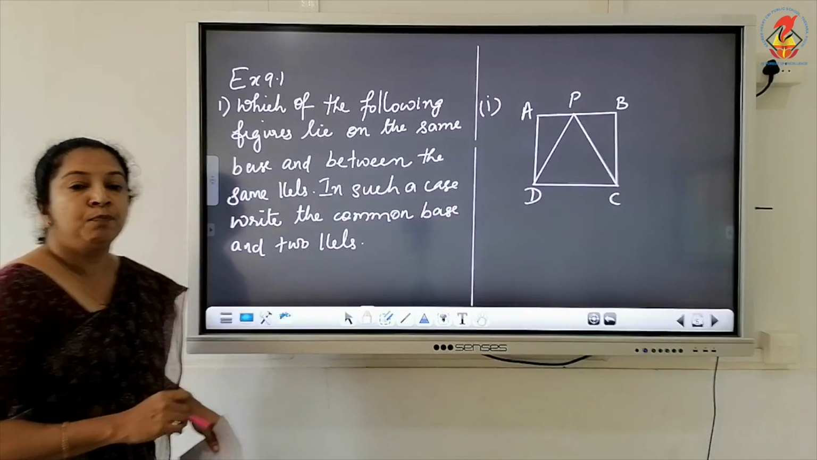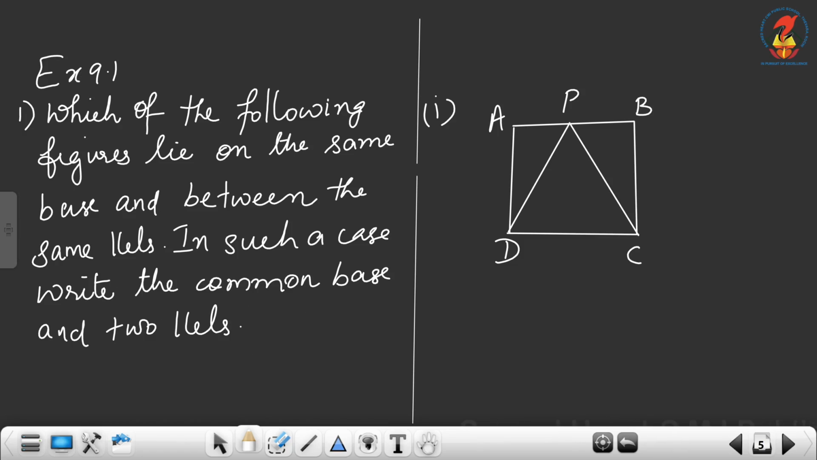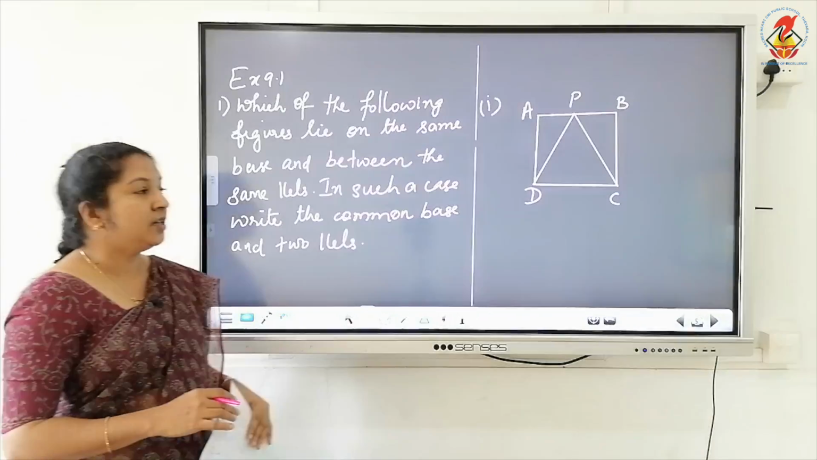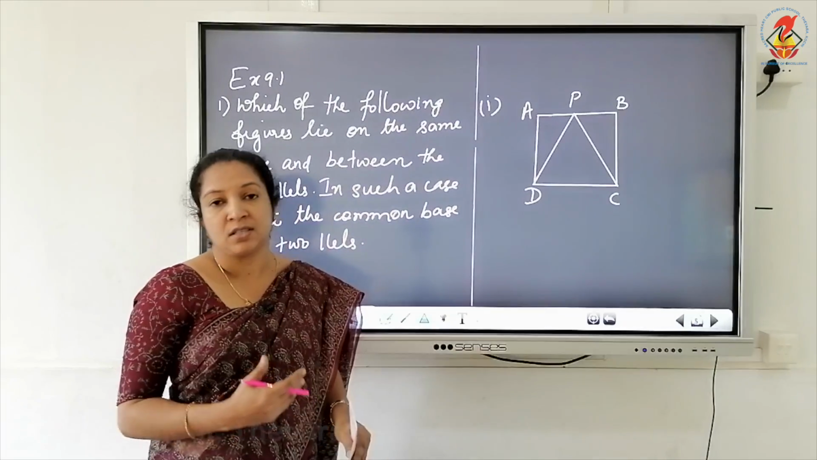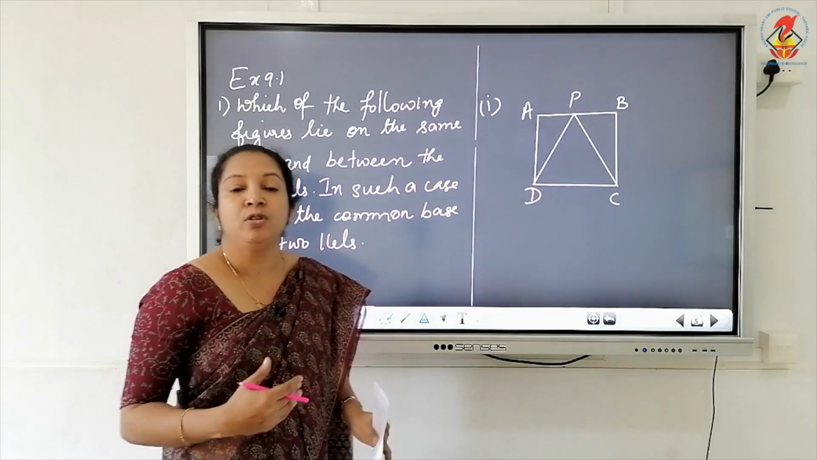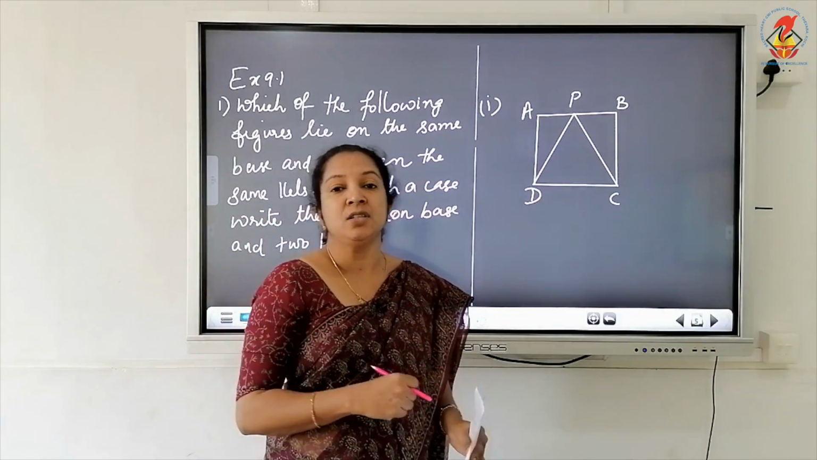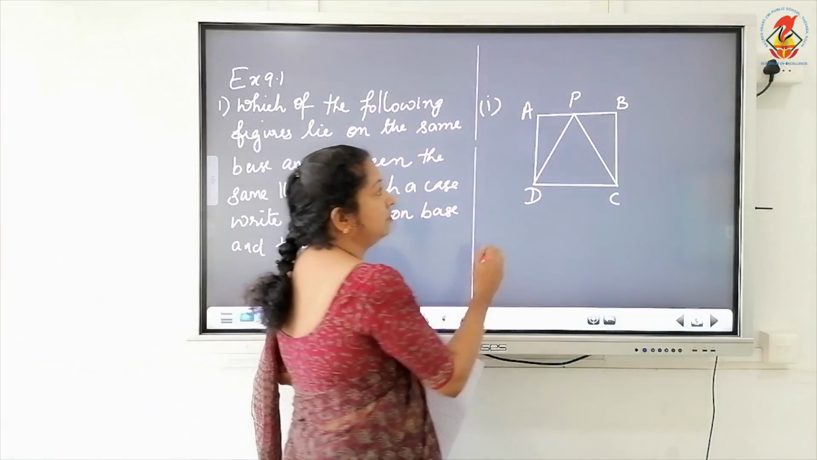Exercise 9.1, first question: which of the following figures lie on the same base and between the same parallels? In such a case, write the common base and two parallels. So, we have to identify whether the two figures lie on the same base and between the same parallels. If they do, we have to specify the base and the two parallel lines. So this is the first question.